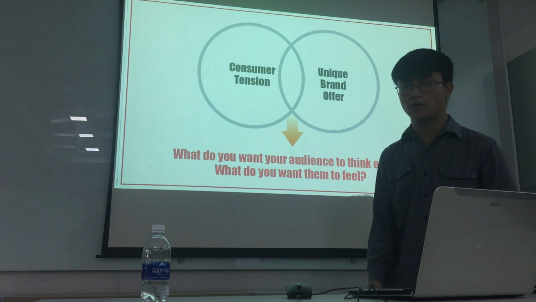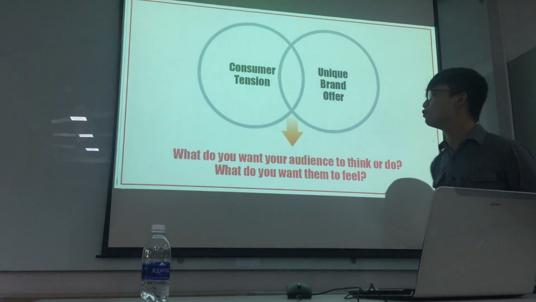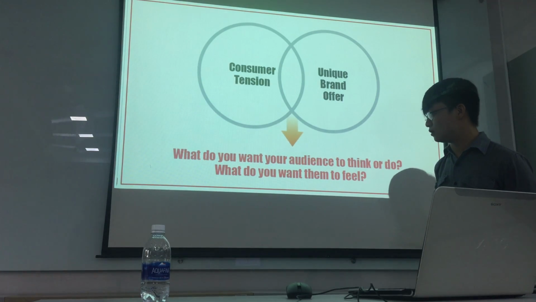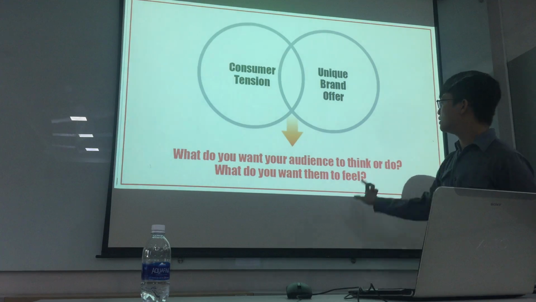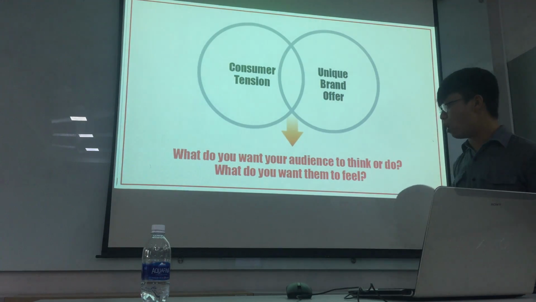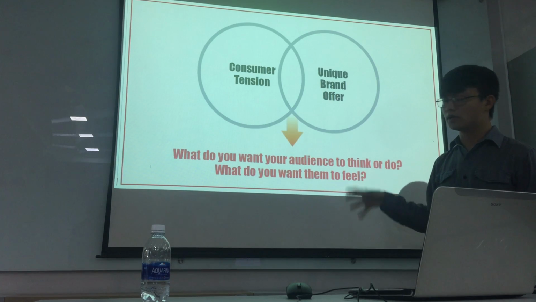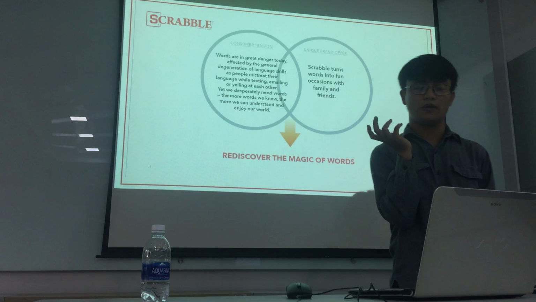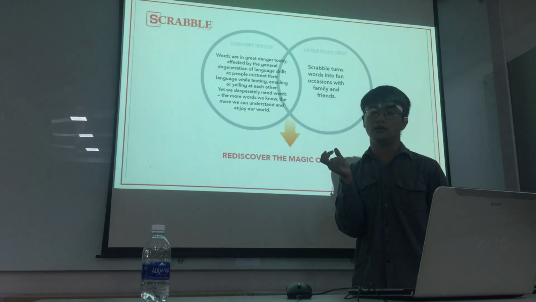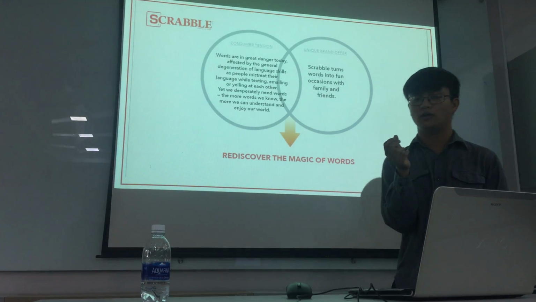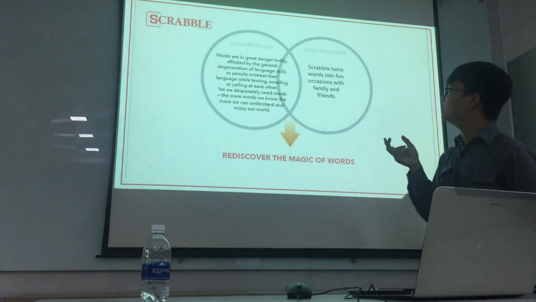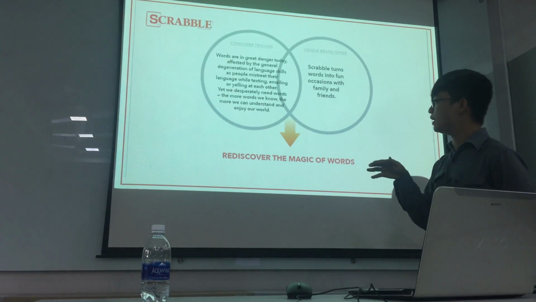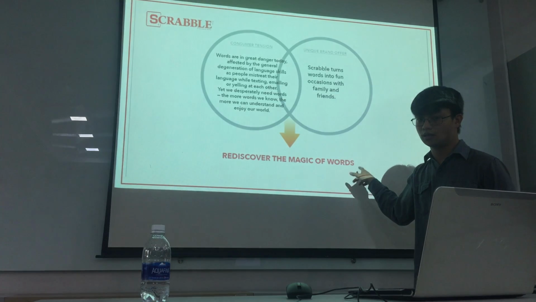We have to ask the question to come up with the strategy: what does the brand want the audience to think or do, or what does the brand want them to feel? Here are some examples. Scrabble is a brand selling board games, and here we have the consumer tension, the unique brand offer, and the strategy.